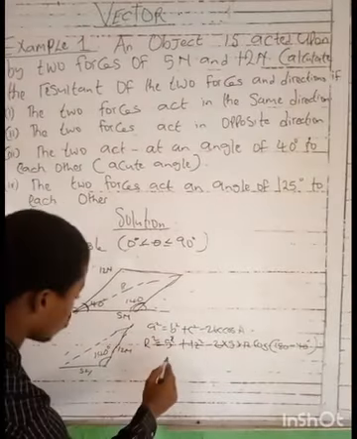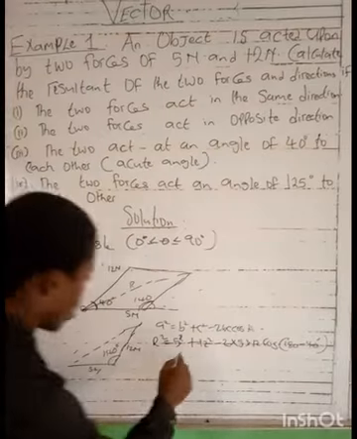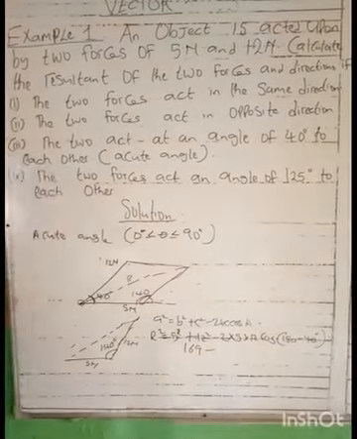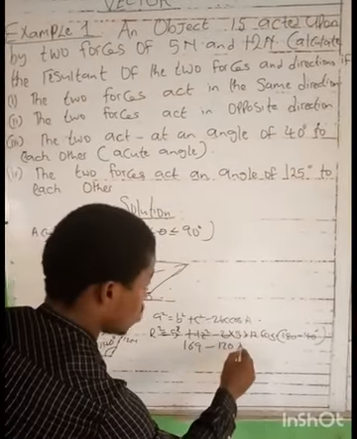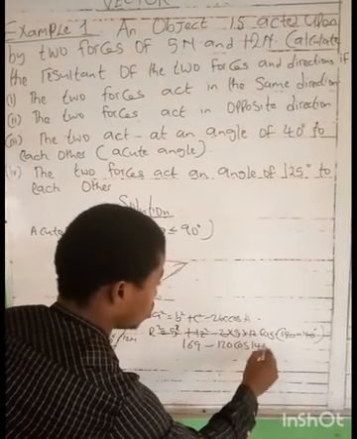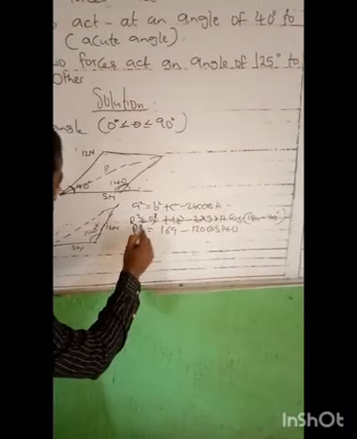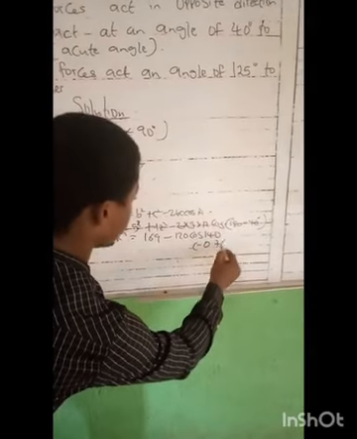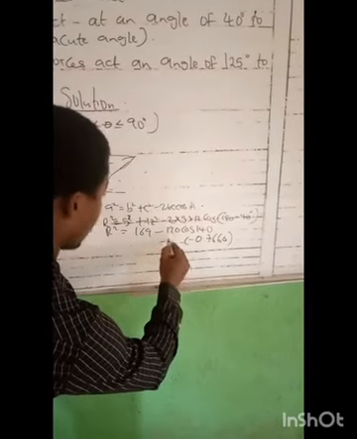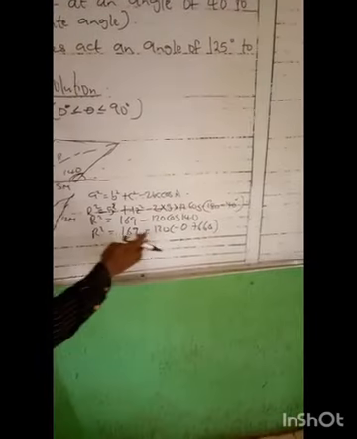So 5 squared will give you 25. 12 times 12 gives you 144. 144 plus 25, I will have 169, minus 2 times 5, I'm going to have 10. 10 multiplied by 12, I'm going to have 120 cos 140. 120 cos 140 equals r squared. Cos 140 is going to give us negative 0.7660 multiplied by 120, 169 equal to r squared. Now, minus multiplied by minus is going to give us positive.